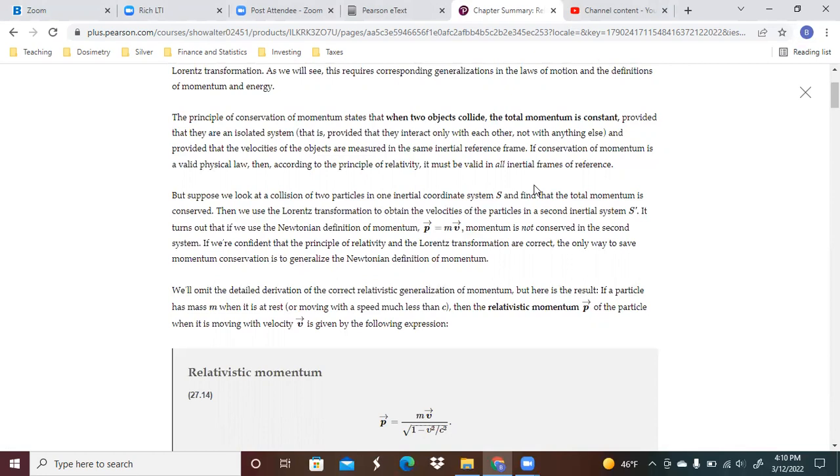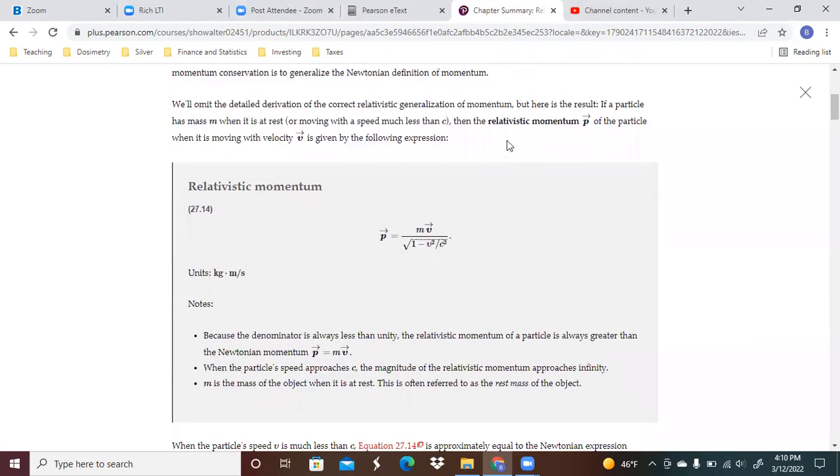So if we're confident that the principle of relativity and the Lorentz transformations are correct, the only way to save the concept of momentum conservation is to generalize the Newtonian definition of momentum. When they say they omit the detailed derivation of the corrected relativistic generalization of momentum, they mean it. There's a lot going on there. This is really what you need to concentrate on.